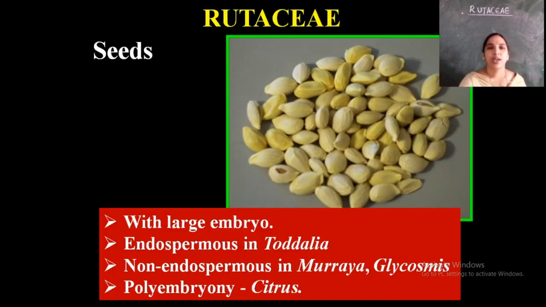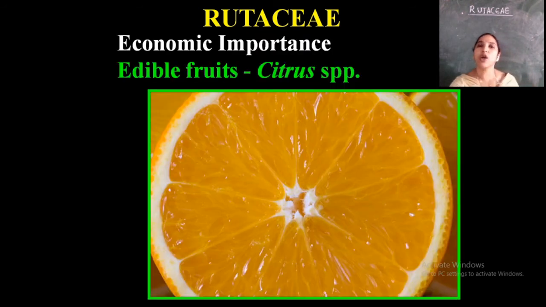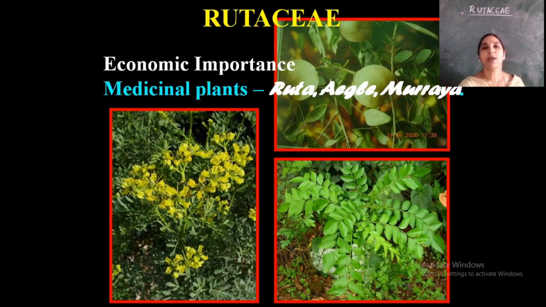Okay. Now seeds are with large embryo, endospermous in Todalia, non-endospermous in Murraya and Glycosmis, polyembryony. Polyembryony is a typical feature in citrus, seeds with endosperm in rare condition also. Then economic importance. By looking into the economic importance, most of them are edible species. Example, citrus species, that is edible, you know, different varieties of citrus are available. Then medicinal plants are Ruta, Aegle and Murraya. Karivepila, Koovalam, Ruta.